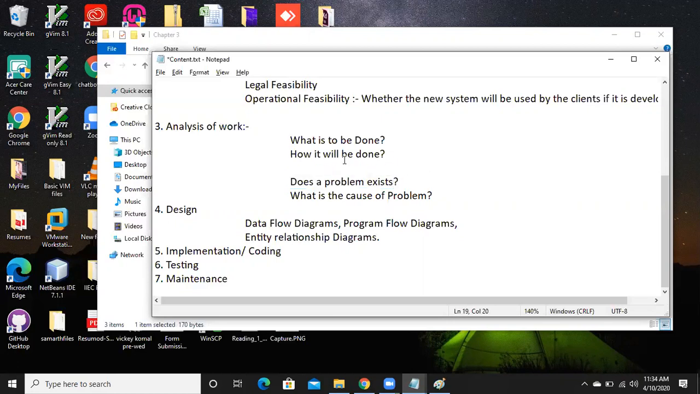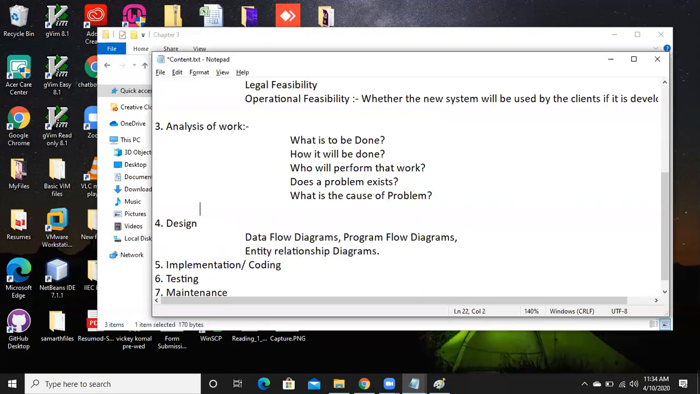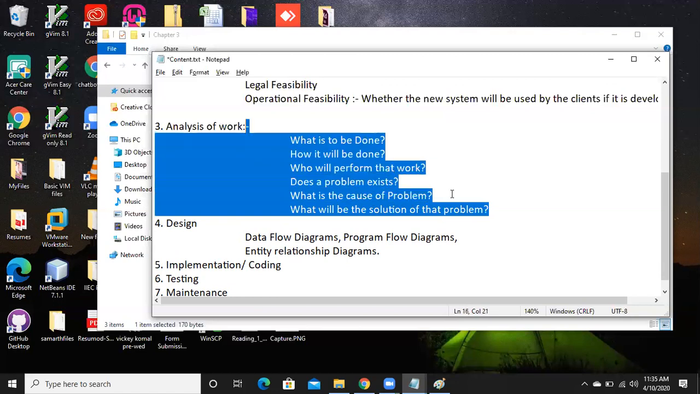Does a problem exist in the current system also? After deciding the solution, we again analyze whether any problem exists in the current solution that we found for that particular problem. We will analyze all these problems in the current system. If there is one, what is the cause of the problem, and what will be the solution of that problem, right? We ask these types of questions in the analysis of work step.